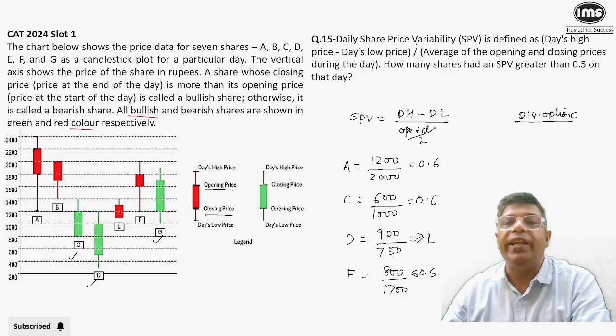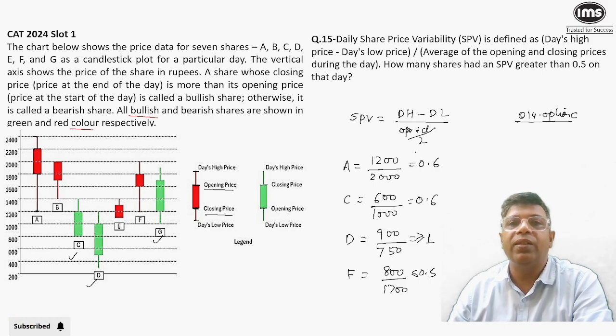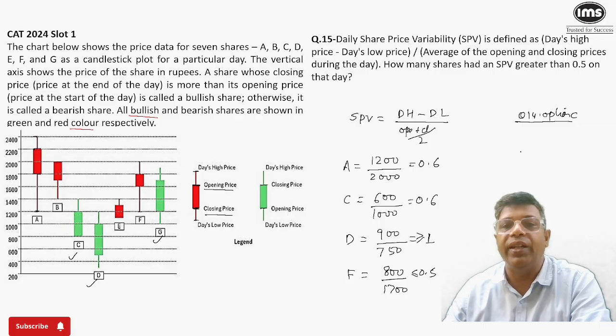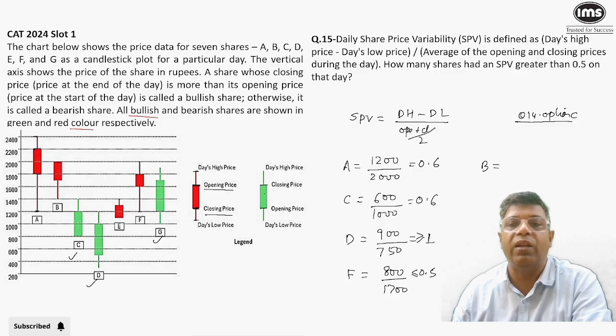Now again, same. Daily price variability is defined as the day's high minus low, divided by the average price. How many shares had an SPV greater than 0.5 on that day? I think in the previous question we already calculated 4 shares. Now we can calculate for the rest and then answer the question. So first, let me calculate for B.